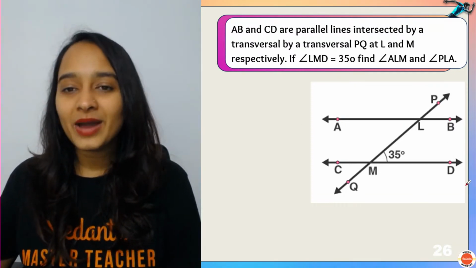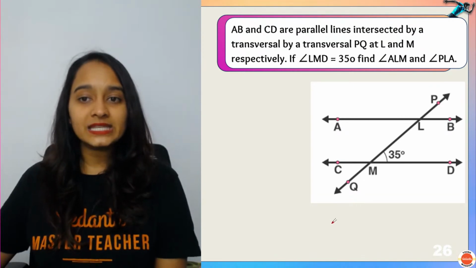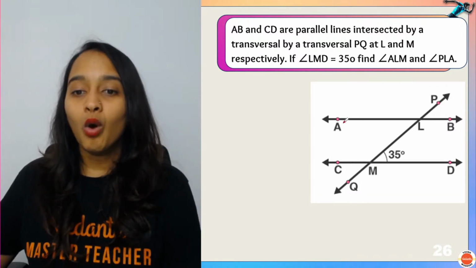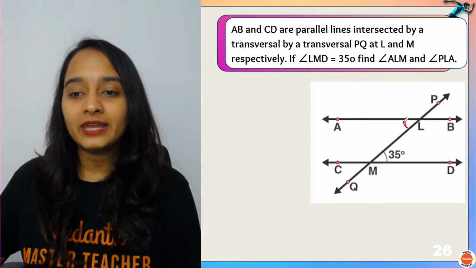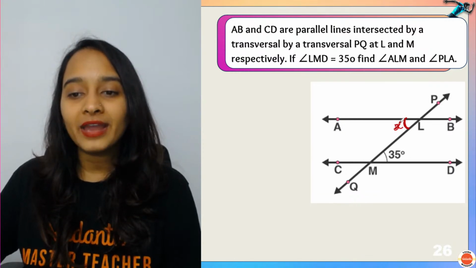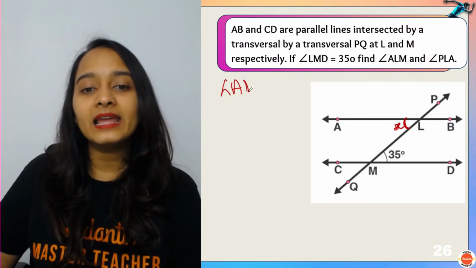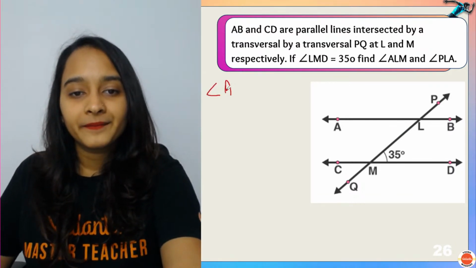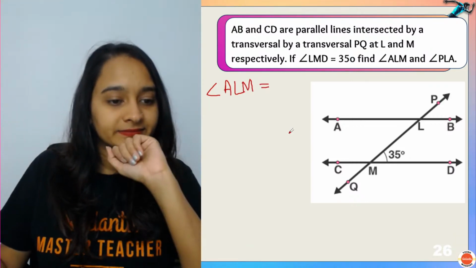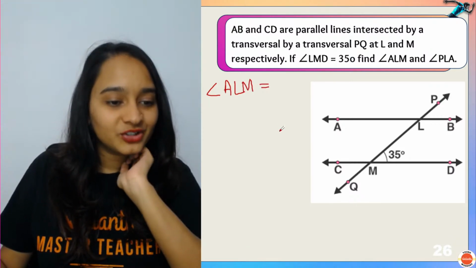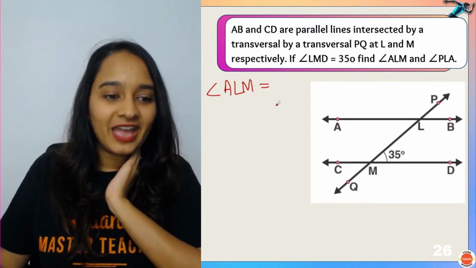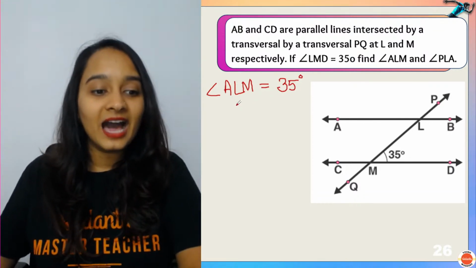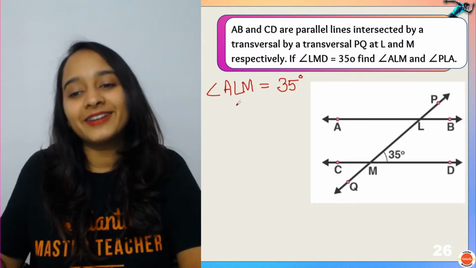Okay, A and B are parallel to each other, intersected by the transversal PQ at L and M respectively. Angle LMD is 35. What is ALM? First, let's talk about ALM. What is the value of X? Angle ALM will be equal to what? Can somebody tell me here? Very good. It is again equal to 35. Why? Yes, they are alternate interior angles.